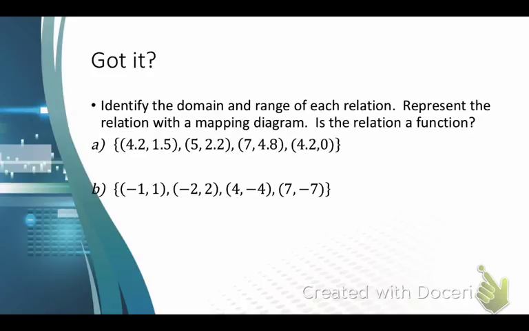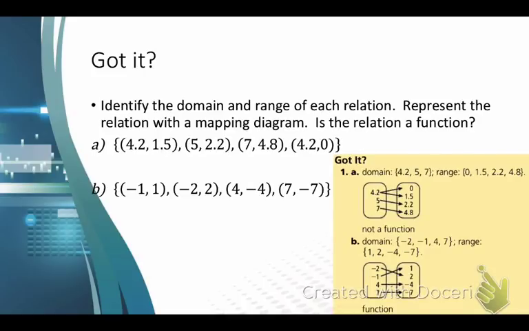All right, welcome back. Here are the answers. They're down there on the bottom right. I hope that you can see them. For number 1, we have not a function because the 4.2 is a domain twice and has different ranges, and that is not a function. The second one, part B, it is a function, and again, you can see those mapping diagrams in the bottom right-hand corner.